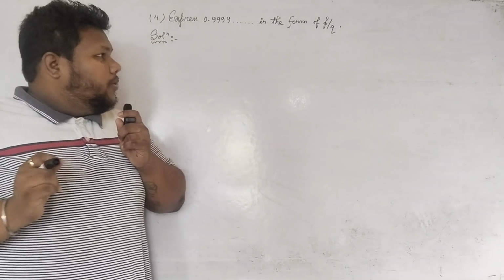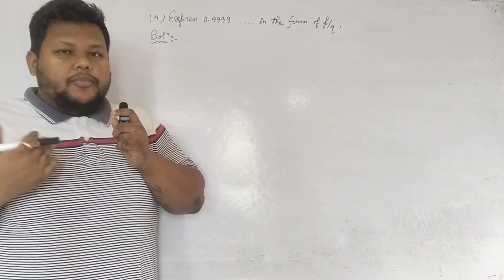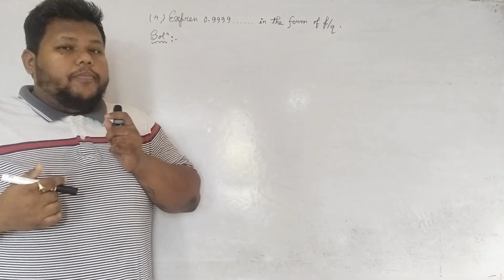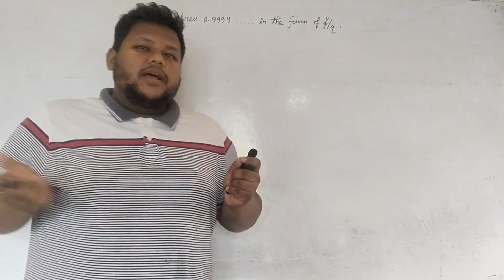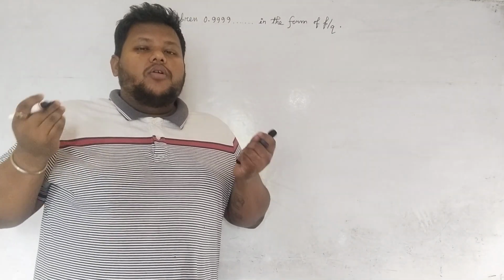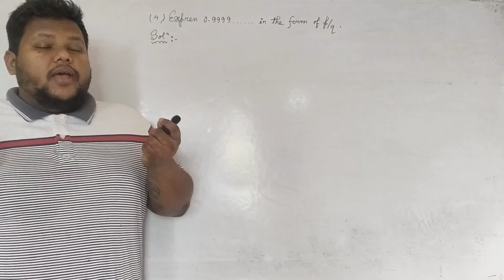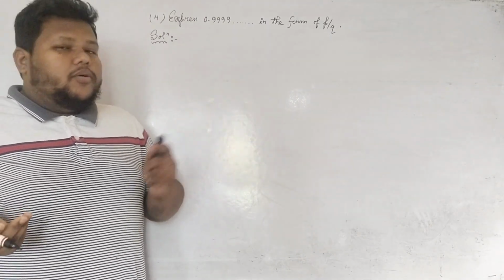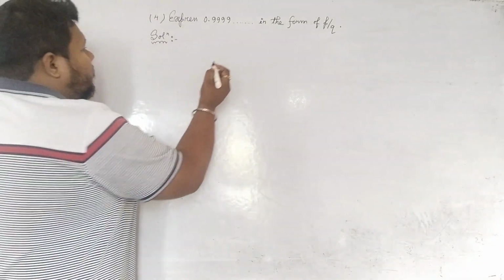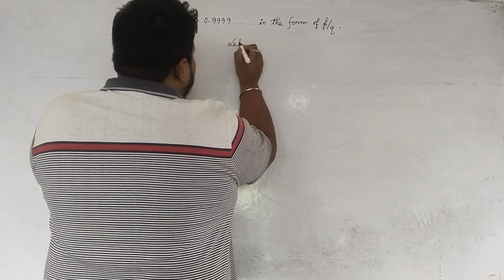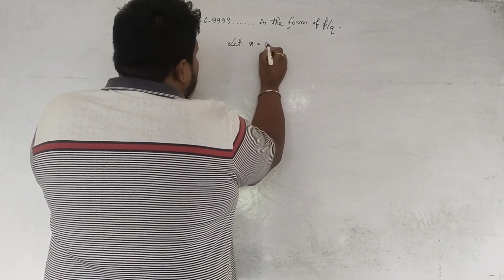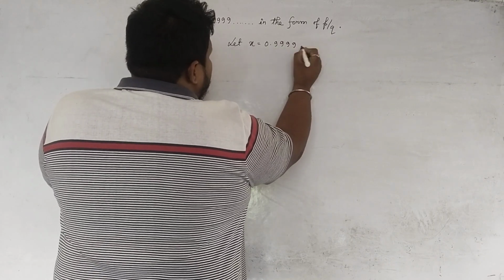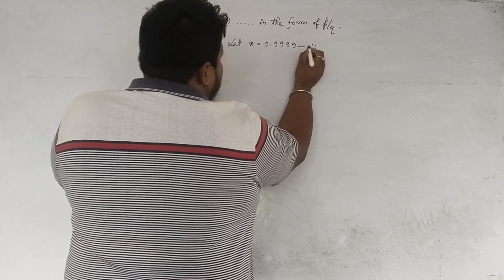So question number 4, those who have not done it, I'm doing it for them. Express 0.999... in the form of p by q. Same process just like the earlier ones, the earlier non-terminating decimals that we have expressed in the form of rational numbers. So same thing we have to do here. First, let x equal to 0.999... Okay, so this one you mark as 1.